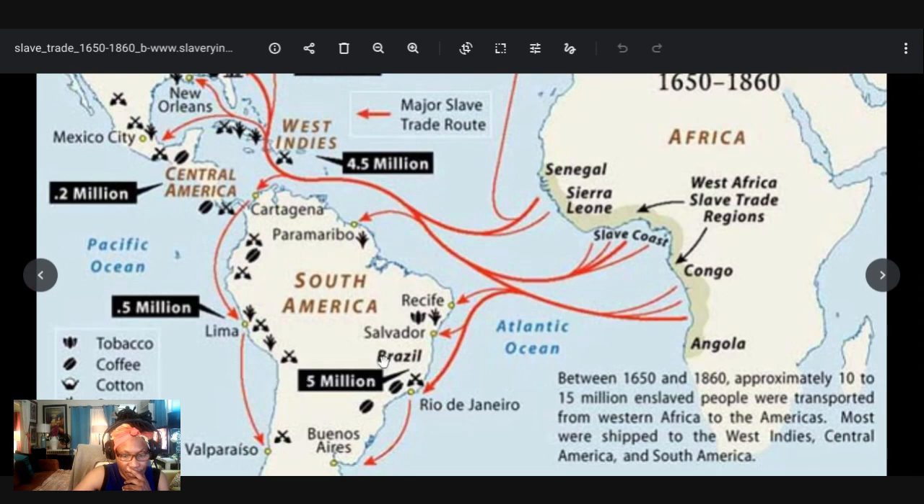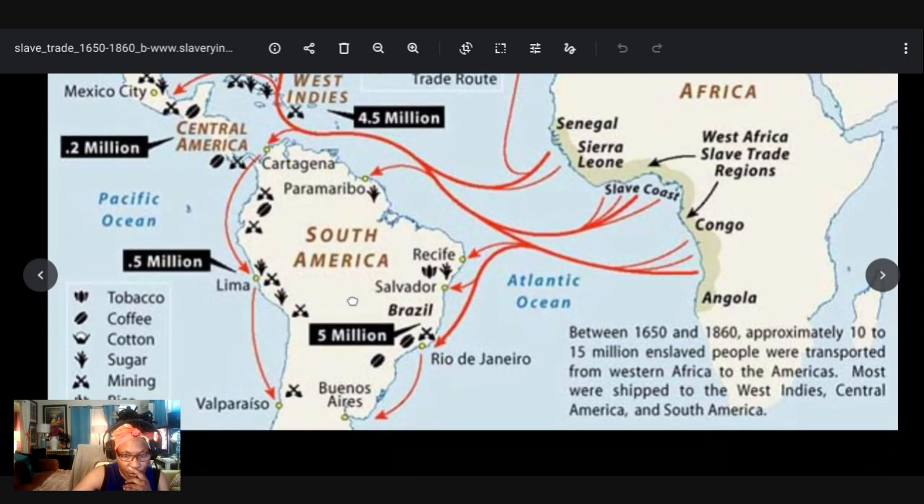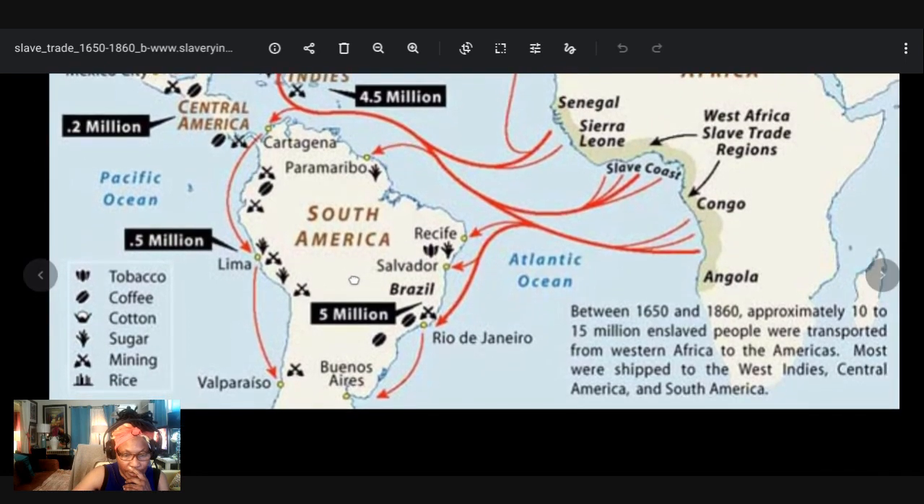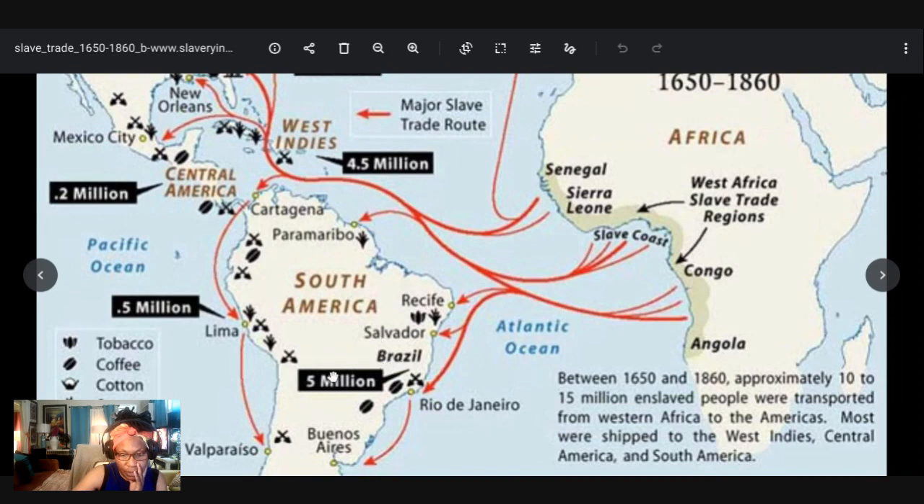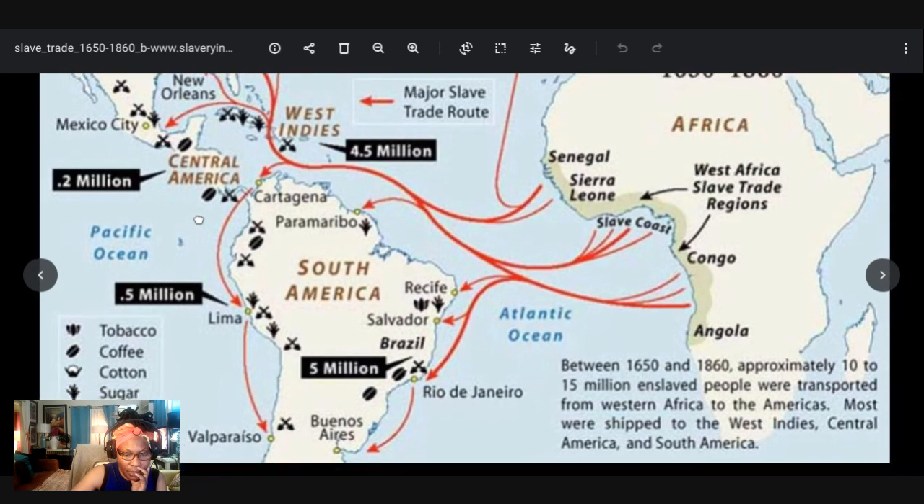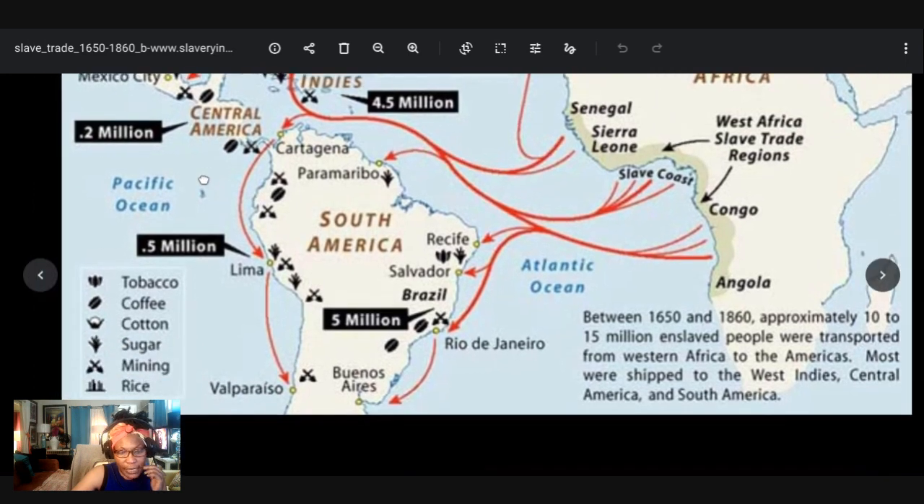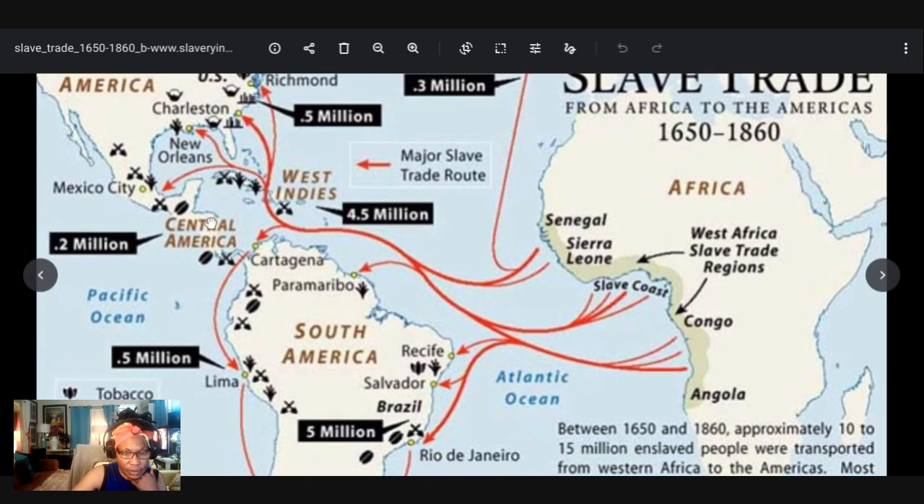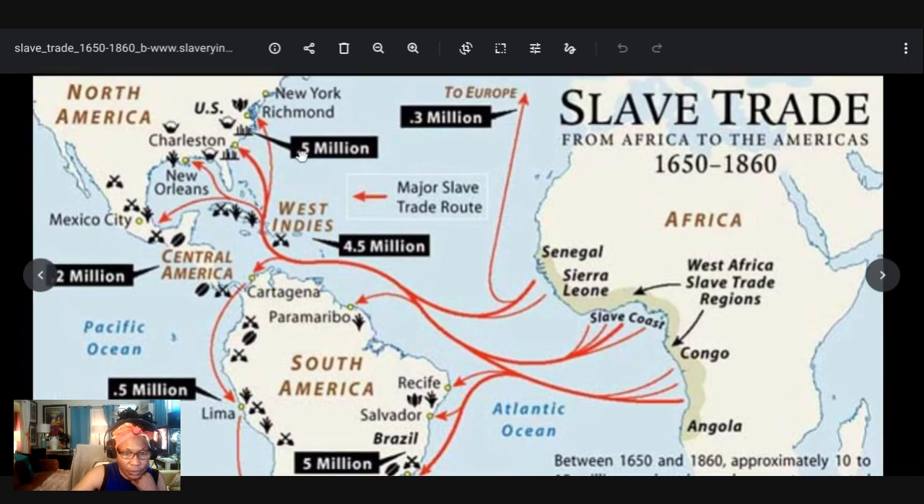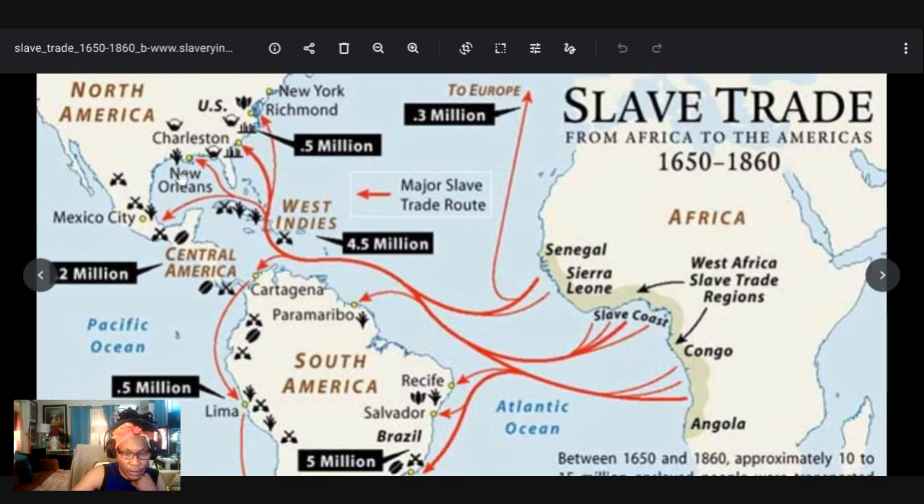5 million here. Brazil, Salvador was also coffee, sugar, and tobacco. Brazil, 5 million. 2 million in Central America. So right here they did the coffee and mining. 4 million, 4.5 million. Also mining. 5 million here went into this area here, U.S., Charleston, New Orleans, North America. 5 million, and I'm pretty sure it's going to show United States cotton.